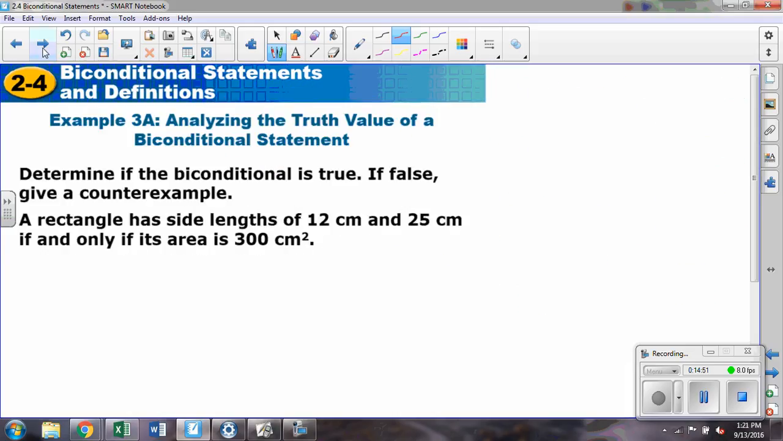With that in mind, is this overall true or overall false? Remembering that for a biconditional, these are the only ways for a biconditional to be overall true. The front and the back, the hypothesis and conclusion have to match. So, a rectangle has side lengths 12 and 25 if and only if its area is 300. Is that overall true or overall false?